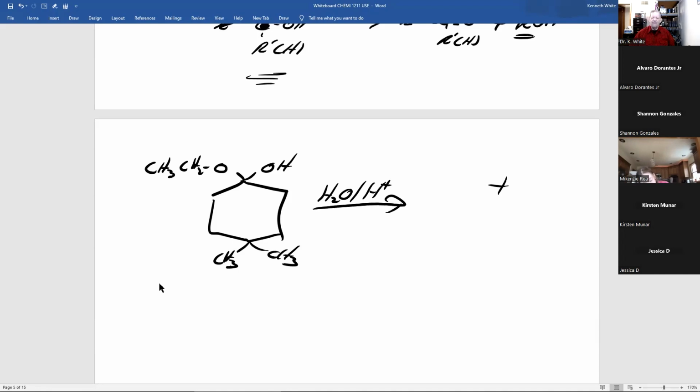And what two compounds would you get if you react that molecule with acid and water? Acid, H plus, water, H2O.